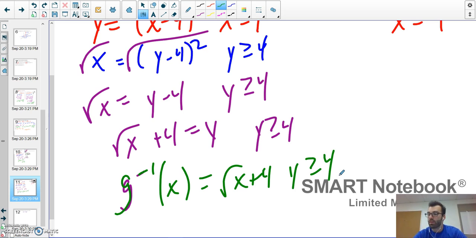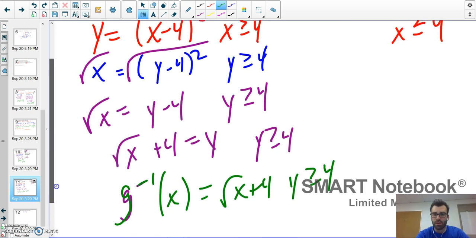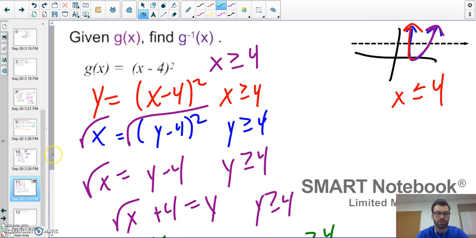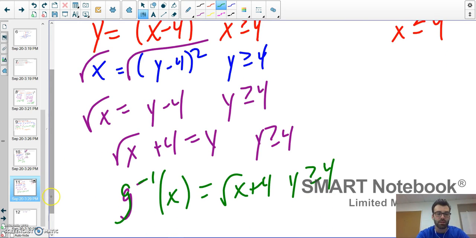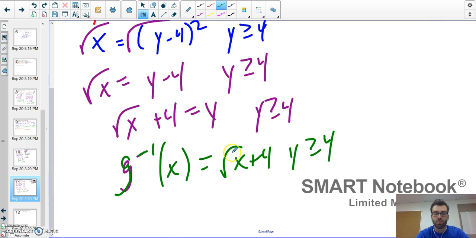Okay? And this is the positive, our positive, right? Because y is greater than or equal to 4, we're looking at the positive values. Remember when I put that plus or minus out here, there was a reason for that. So we're looking at the positive values in this inverse.